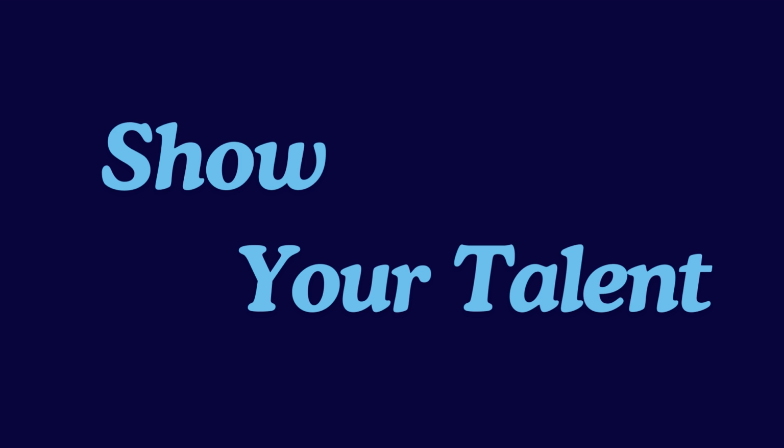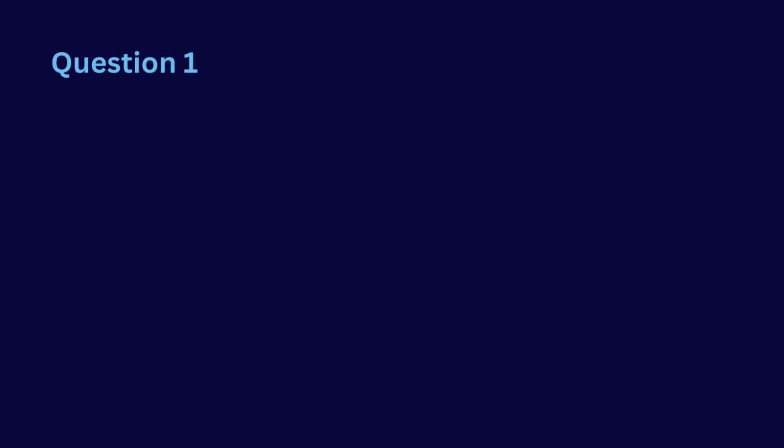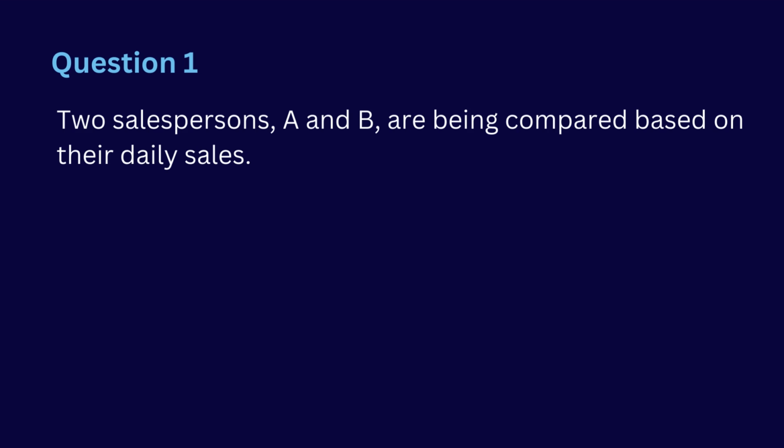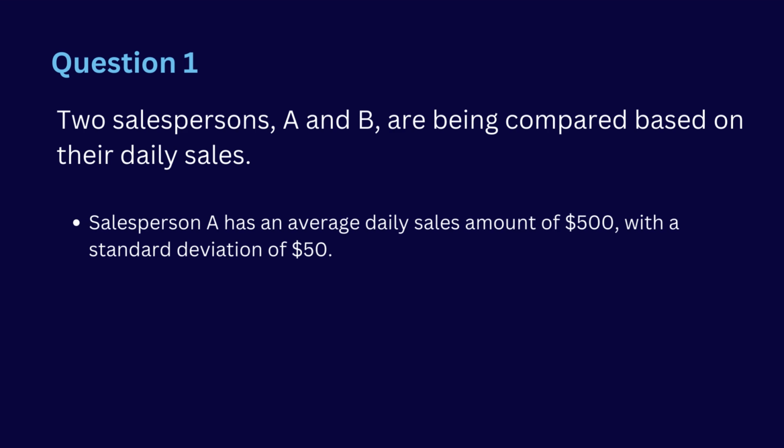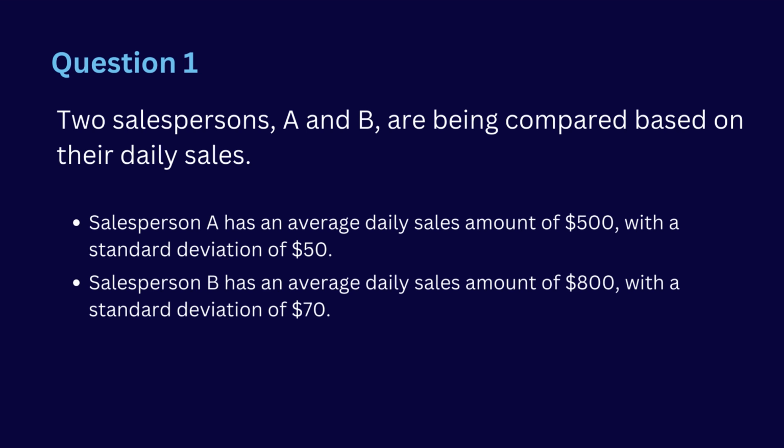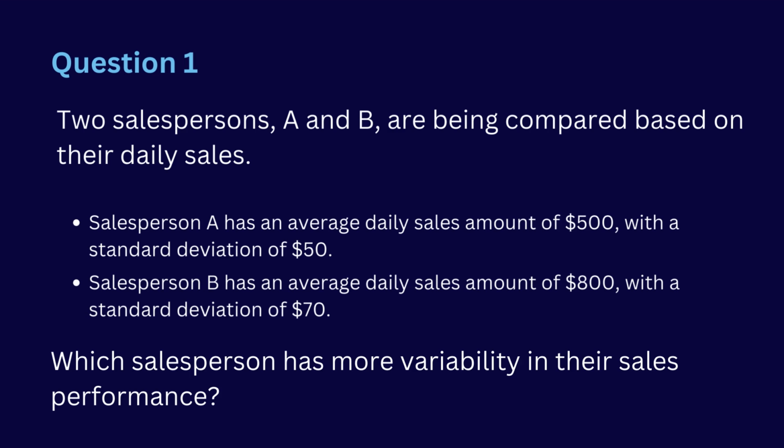Now it's your turn. Let's see how well you understand CV with a couple of practice questions. Question 1. Two salespersons A and B are being compared based on their daily sales. Salesperson A has an average daily sales amount of $500 with a standard deviation of $50. Salesperson B has an average daily sales amount of $800 with a standard deviation of $70. Which salesperson has more variability in their sales performance? I will give you 1 minute to calculate CV for salesperson A and salesperson B.